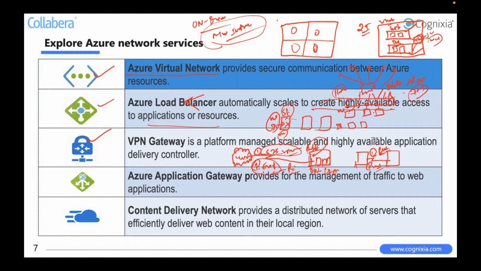If you need encryption, you should use VPN. Or if you don't need encryption, but you need bandwidth and high throughput for your applications, you can use peering in that case. So it depends on the use case and the requirement.